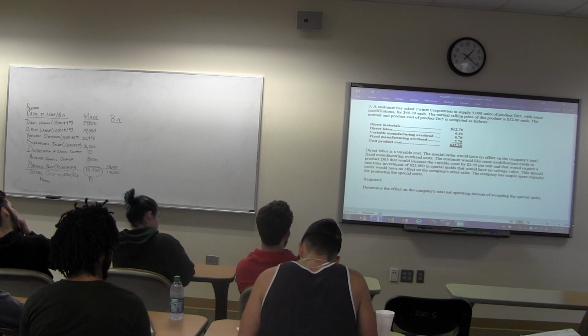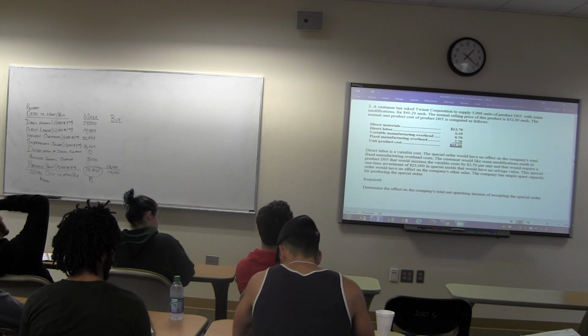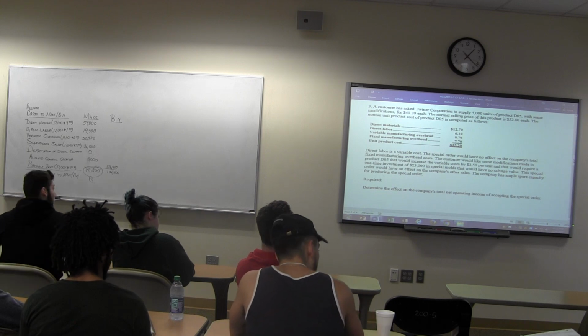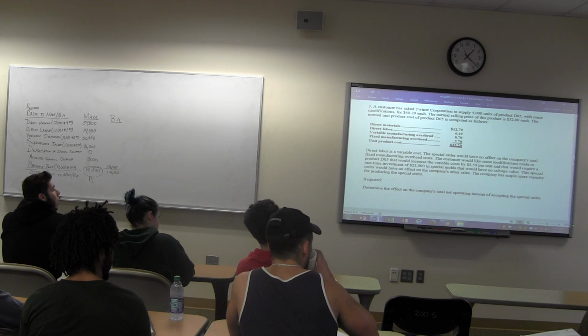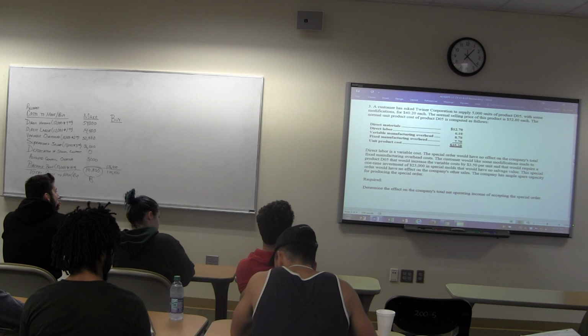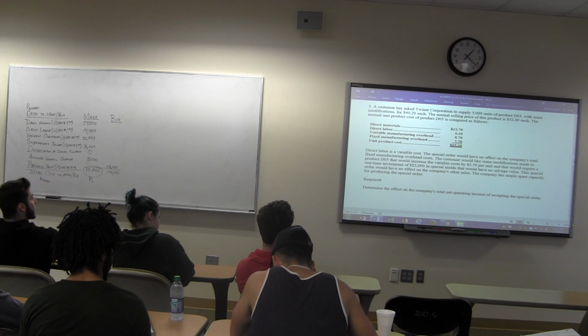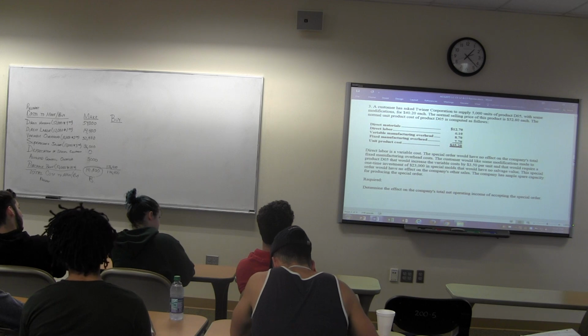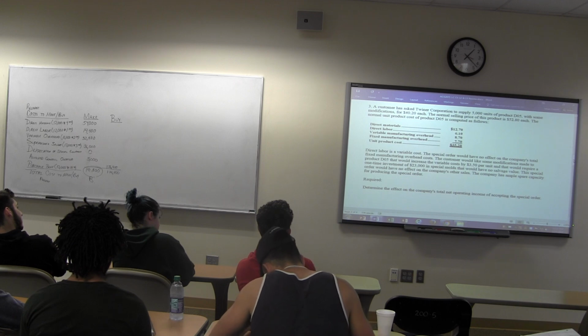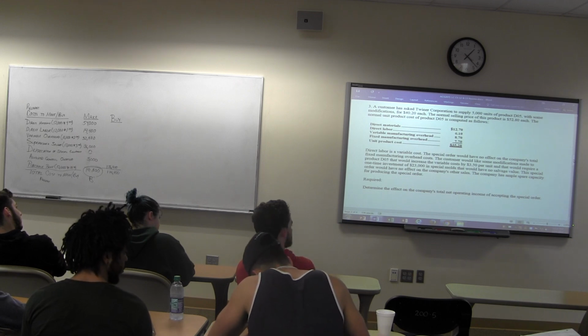Okay? Direct labor is a variable cost. The special order would have no effect on the company's total fixed manufacturing overhead costs. The customer would like some modifications made to product that would increase the variable cost by $3.50. Okay? And that would require a one-time investment of $23,000 in special molds that would have no salvage value. This special order would have no effect on the company's other sales. The company has ample spare capacity for producing the special order.